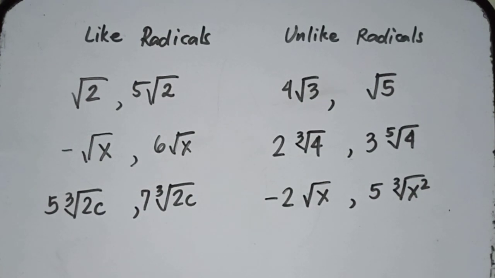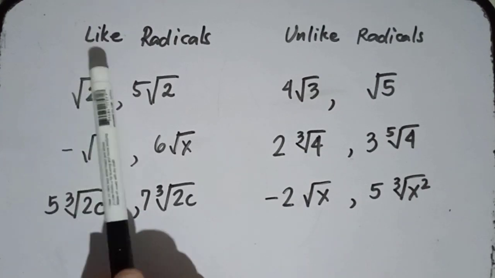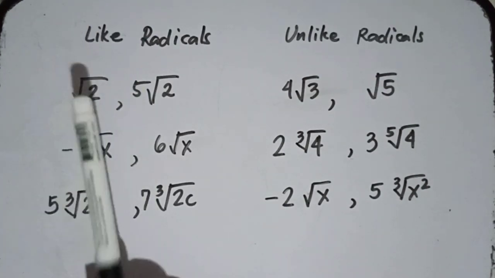Alright, so dito sa lesson natin is pag-aaralan natin kung paano tayo mag-add or subtract ng radicals. So before tayo mag-proceed sa example, alamin muna natin kung ano yung ibig sabihin ng like radicals at saka yung unlike radicals. So parang ano lang yan, like terms at saka unlike terms when it comes to adding polynomials or algebraic expressions. So dito sa like radicals, kailan ba masasabing ang radicals ay like radicals?